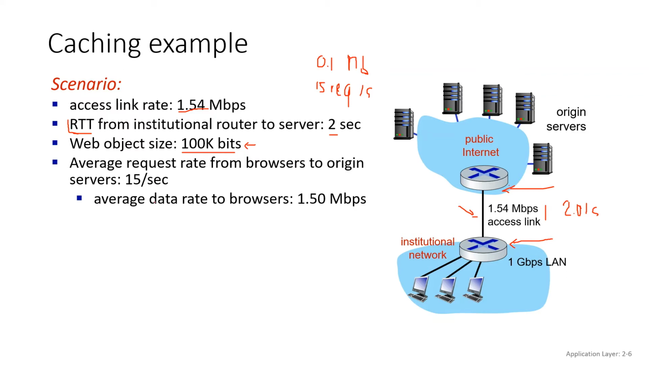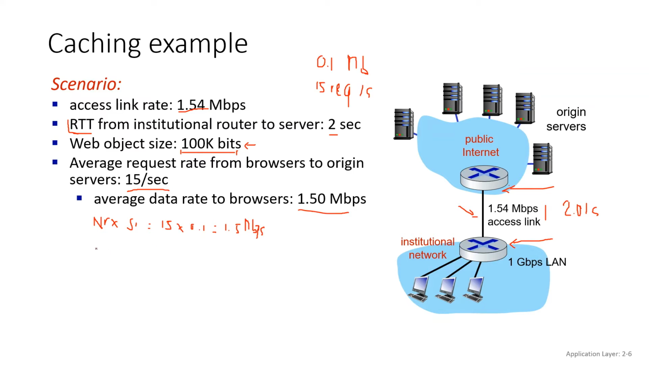It means that the average data rate to the browser is the number of requests multiplied by the size of the object. The number of requests here is 15, multiplied by the size of the object here, 0.1. That will give you 1.5 megabits per second, which is exactly that.